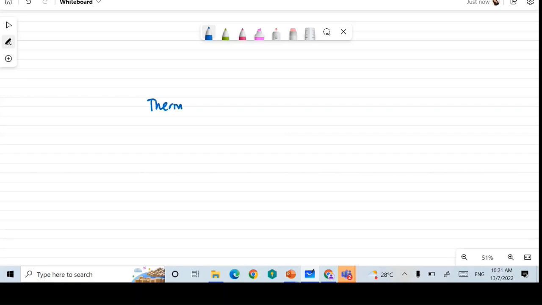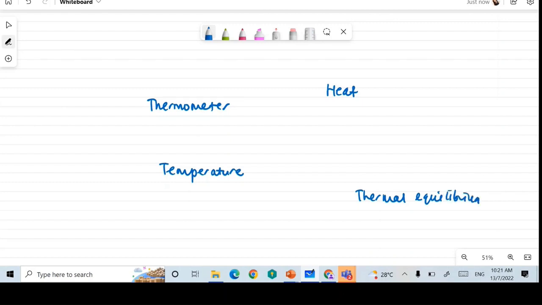Thermometer. Then we have temperature. Then we have heat. Then we have thermal equilibrium, which are very close to one another and always exist in the thermal topic. So basically, we use this thermometer to measure the temperature.